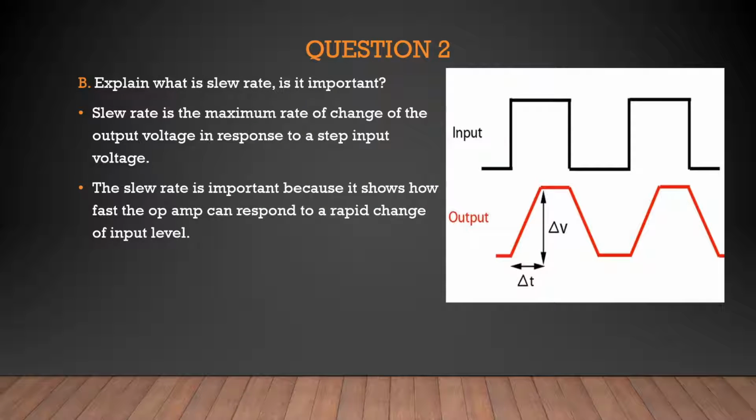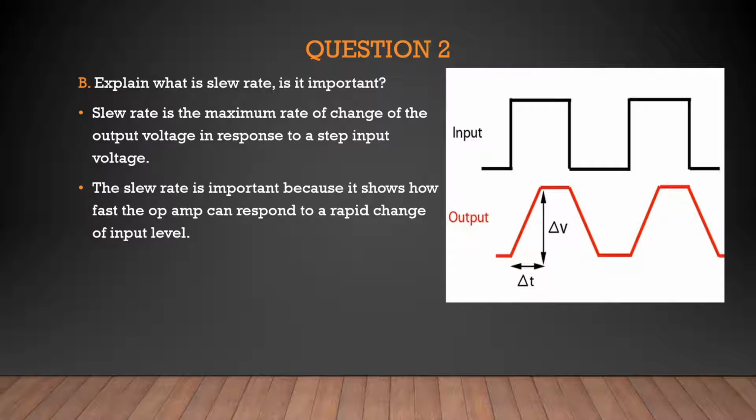Is the slew rate important? The slew rate is important because it shows how fast the operational amplifier can respond. If you're given two operational amplifiers and you don't have anything else but the waveform, you can see how fast the output voltage changes by using the slew rate. The higher the slew rate, the better the operational amplifier. But sometimes it does not.